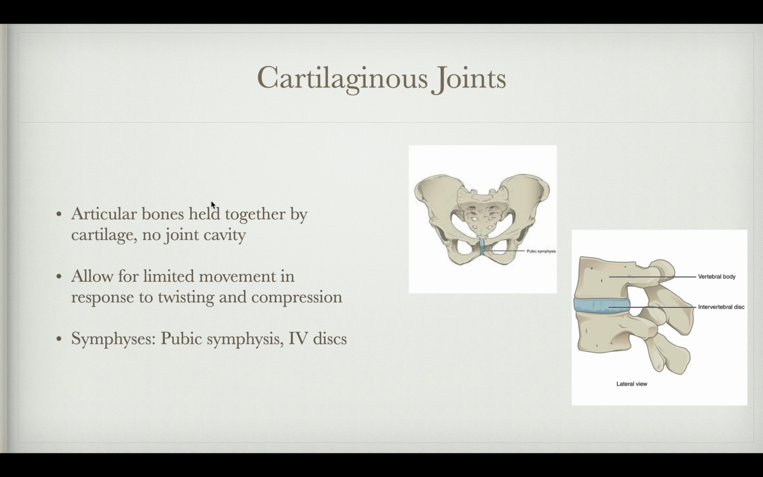Cartilaginous joints are held together by cartilage, and they allow limited movement in response to twisting or compression. And there are two different types. There's the symphysis, as you can see here, and the intervertebral disc. They allow a little bit of movement because the vertebrae need to be able to flex to compensate for movement, and the pubic symphysis needs to be able to expand the pelvis. So when a woman gives birth, the pelvis needs to be able to expand to accommodate the head of the child.